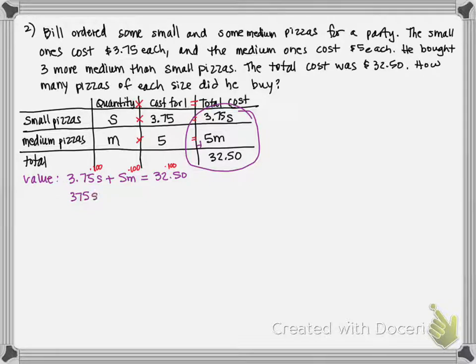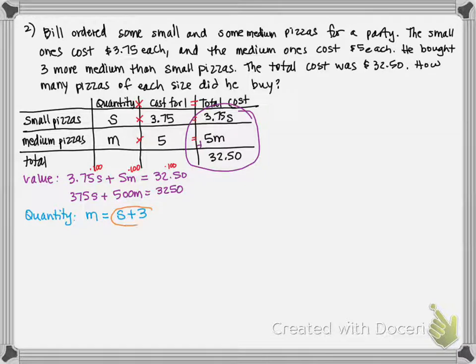So 375S plus 500M equals 3,250. Now, quantity, well, we have one statement, and that one statement says he bought 3 more medium than small pizzas. So that means in order to get the medium and small to balance, he would have to add 3 onto the number of medium pizzas. So we do have a system, and what we're going to do is use substitution.